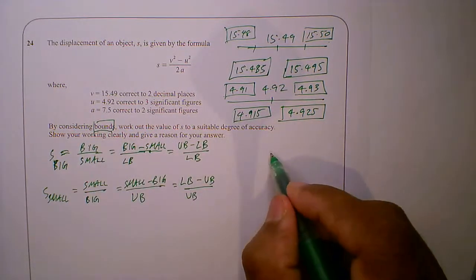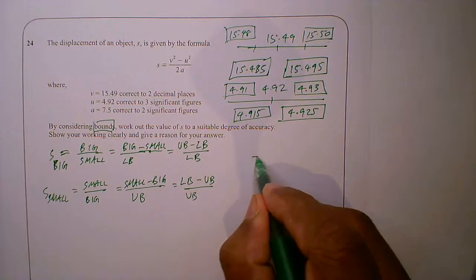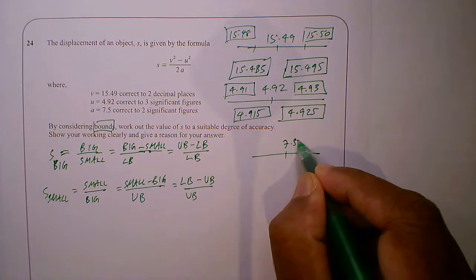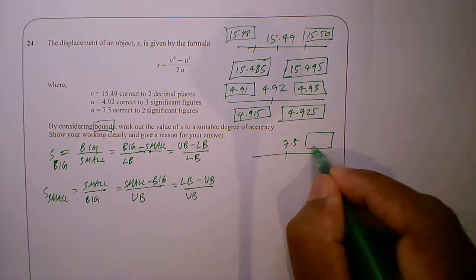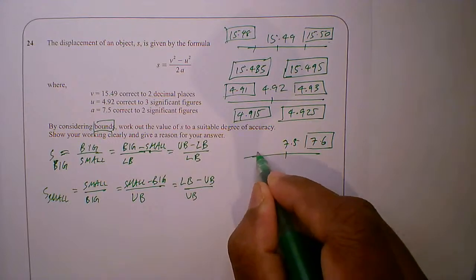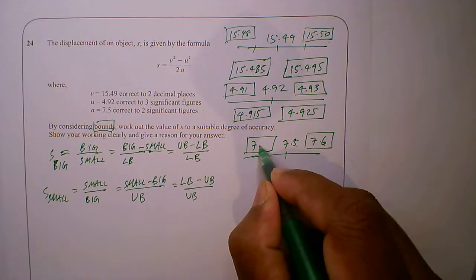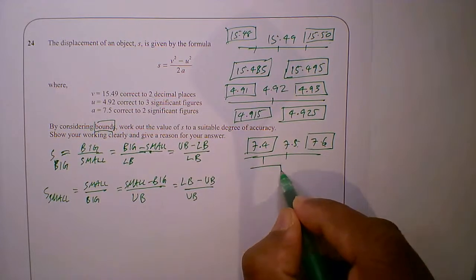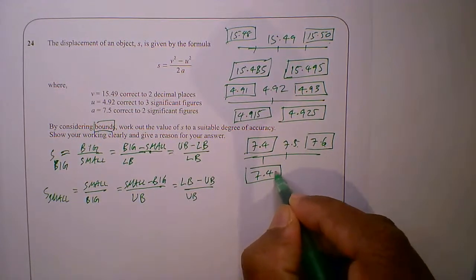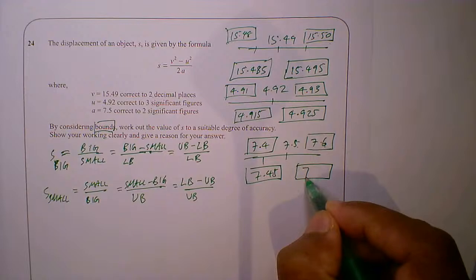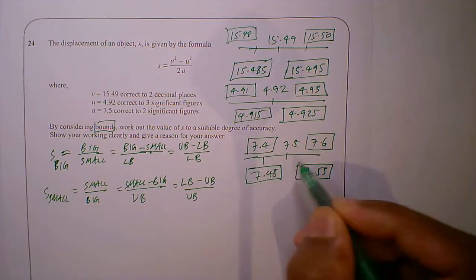And the last one, A, is 7.5, and it's two significant figures. So the next one is going to be 7.6. The one before that will be 7.4. And then what's in between them is going to be 7.45 and then 7.55. So I've got my bounds there.